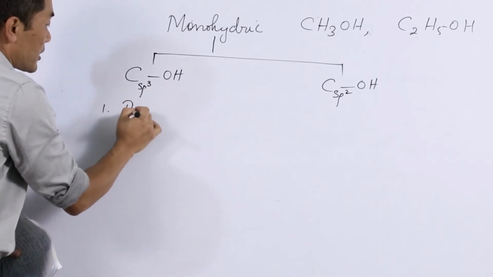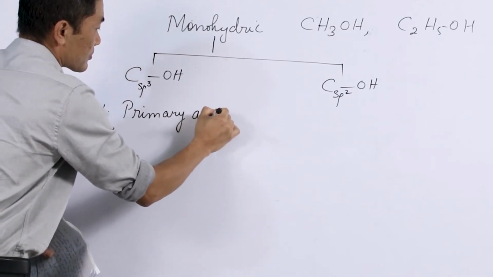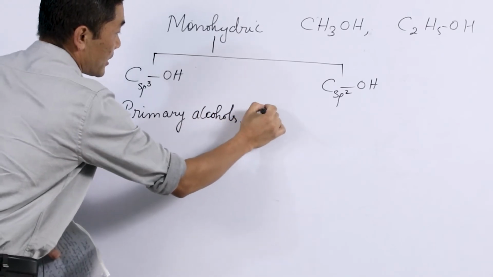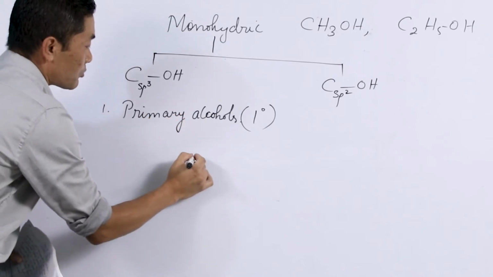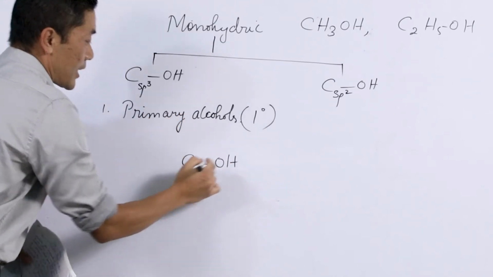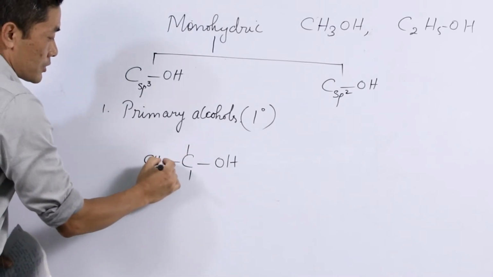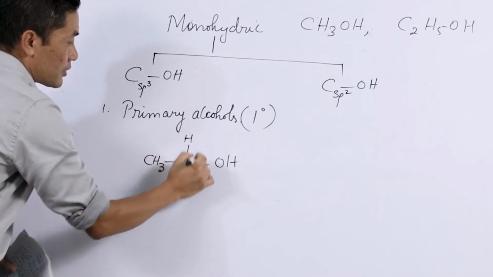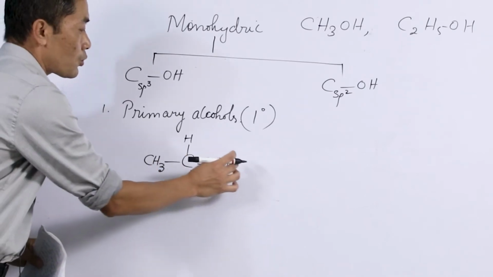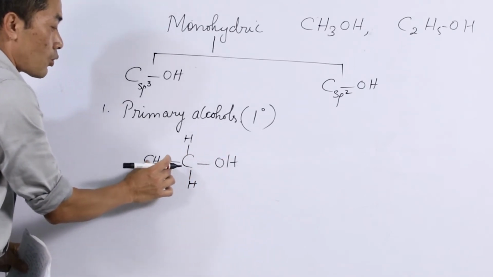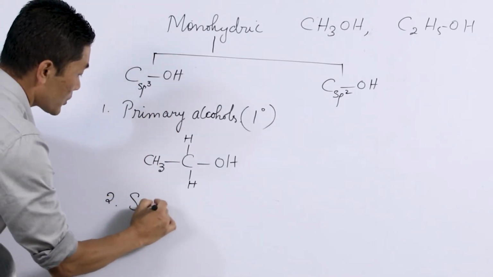First, we have the primary alcohols, represented like this. In these primary alcohols, the carbon to which the OH group is attached is bonded to only one alkyl group. Suppose the methyl group, and the others will be just hydrogen atoms. So the carbon to which the OH group is bonded will be linked to only one alkyl group in these primary alcohols. Then we have the secondary alcohols.